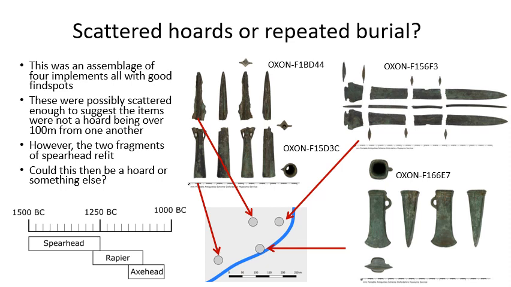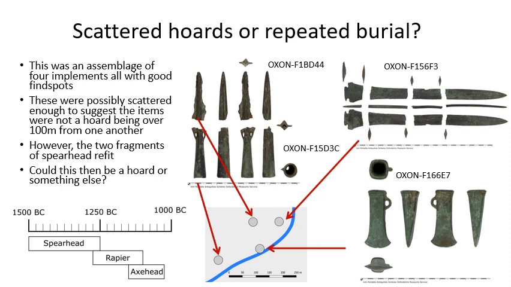And when I looked at my own database of these 2,100 Bronze Age hoards found in England, Scotland and Wales, I could only find two hoards which had all three items in them, and these were of a much larger size and in very different locations. So I don't think we could sustain that this is actually a scattered Bronze Age hoard.